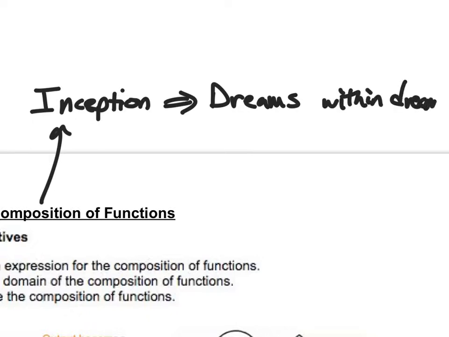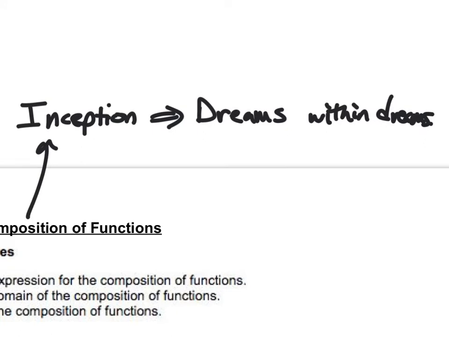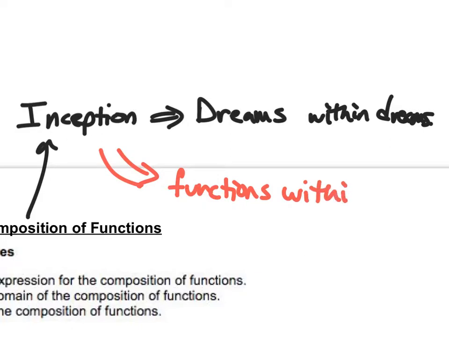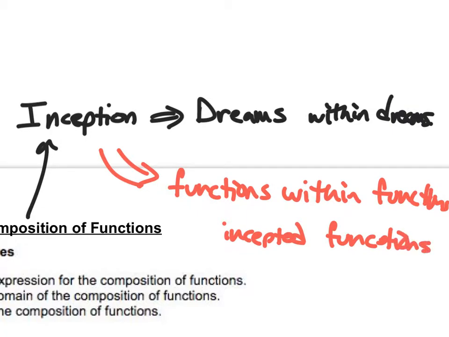So, the premise of the movie is that you can control things and get information through dreams. So what they do is they go into these dreams, but then they go into dreams within dreams. So when we talk about compositions of functions, the reason why I think of Inception is because these are functions within functions, which I like to call incepted functions. So functions within functions, dreams within dreams.